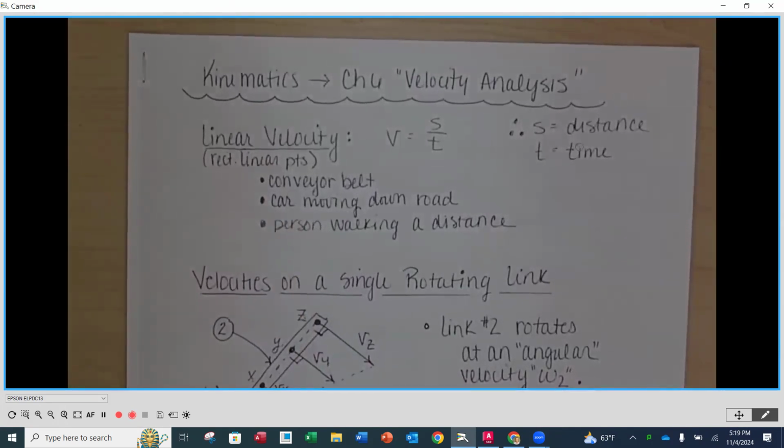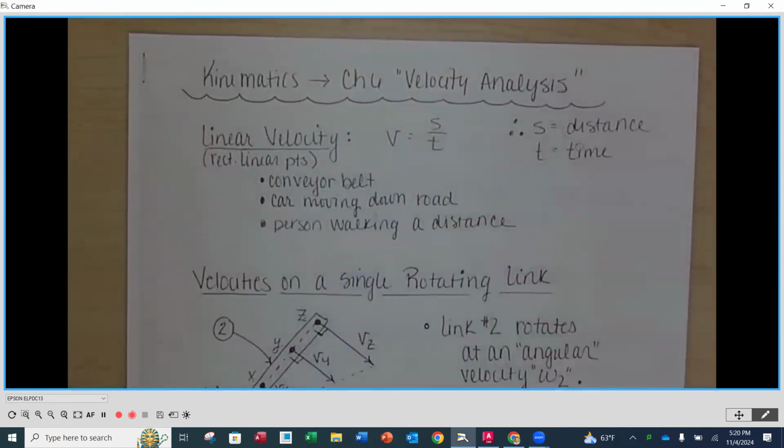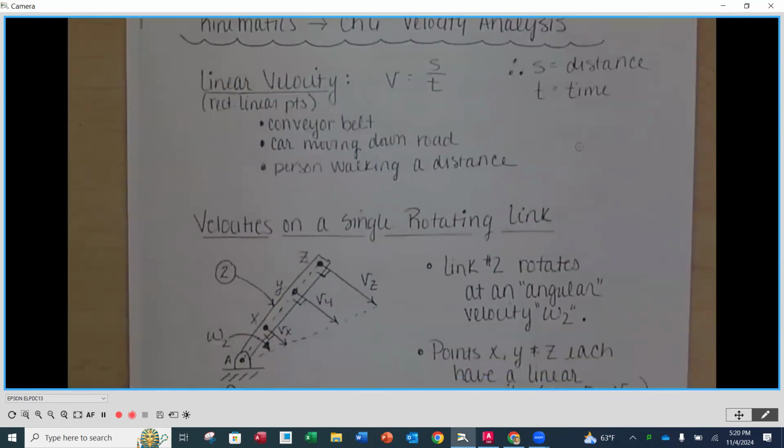So first of all, we already talked about linear velocity. Linear velocity is going to be distance divided by time, as we just had looked at. So a conveyor belt, a car moving down the road, a person walking a distance. We can figure out how fast they're going by simply taking the distance that they cover divided by the amount of time it takes to do that. Another variable that's popular for distance is also s. So you might see that in other contexts as well.